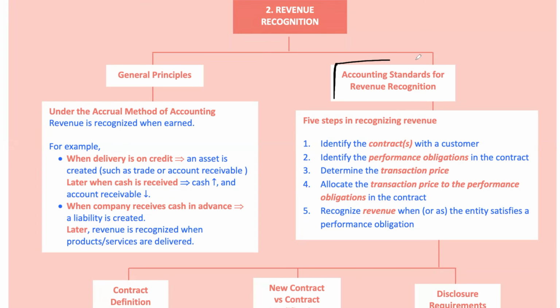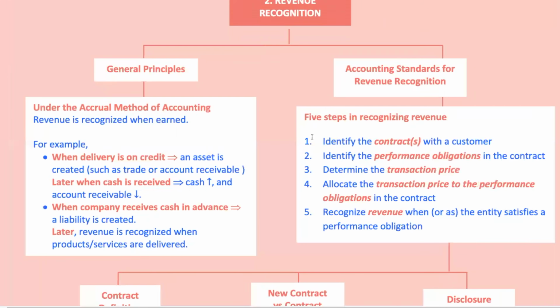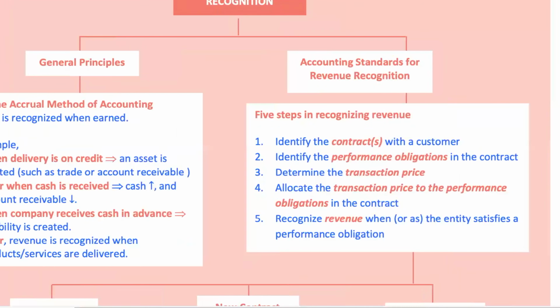Accounting standards for revenue recognition. In May 2014, the IASB and FASB issued converged standards that emphasize a principles-based approach to revenue recognition. This involves a 5-step process.